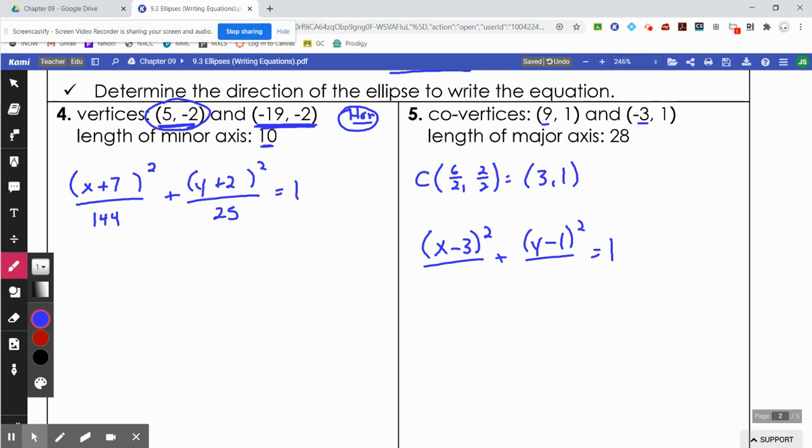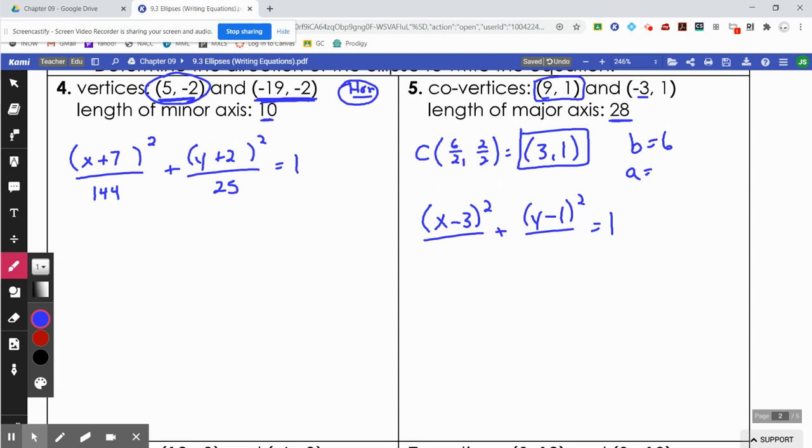The B value is the distance from the center to a co-vertex. So therefore, my B value here would be 6. Your A value is the distance from the center to a vertex. Now, they give you the length of the major axis. And again, the major axis is going to be all the way across your ellipse. So therefore, the A value would be half of that major axis.